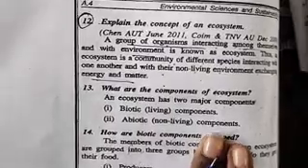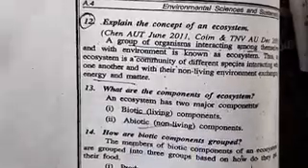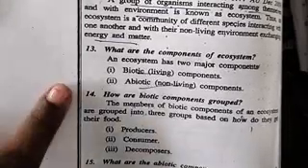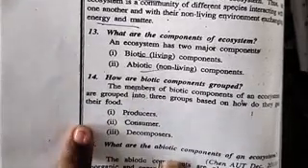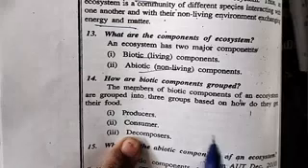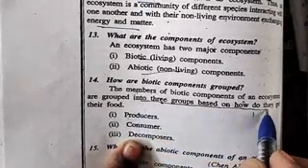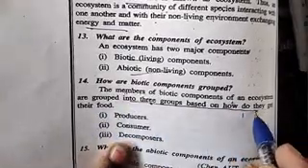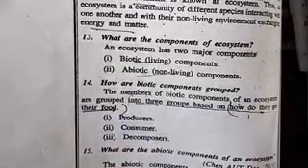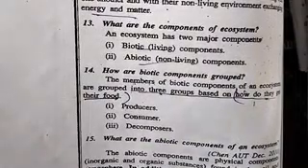Next, components of ecosystem: biotic and abiotic. Biotic is living, abiotic is non-living. How are biotic components grouped? The members of biotic components are producers, consumers, decomposers. They are grouped into 3 groups based on how they get their food: producers, consumers and decomposers.